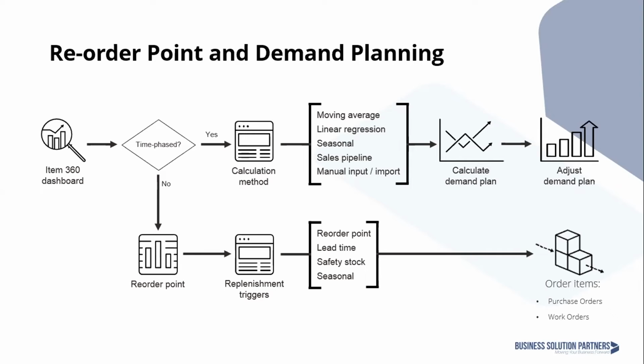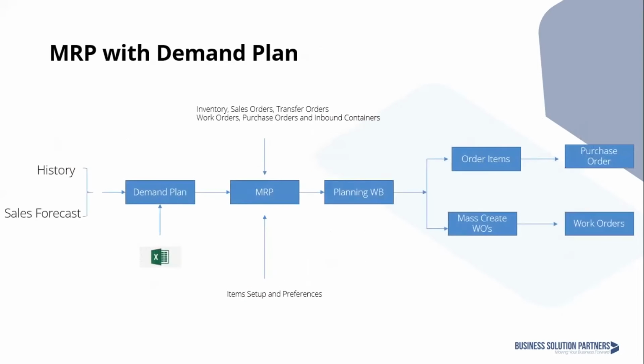Now, what has changed is that apart from the demand plan, we now have material requirements planning, and we also have a planning workbench. The MRP has a whole engine that has been built and that supports your inventory, sales orders, transfer orders, work orders, POs, and inbound containers. And then the planning workbench allows you to generate plan orders, POs, transfer orders, and work orders.